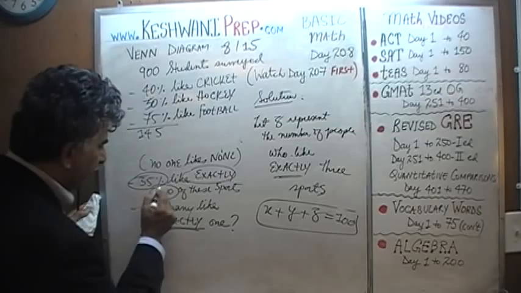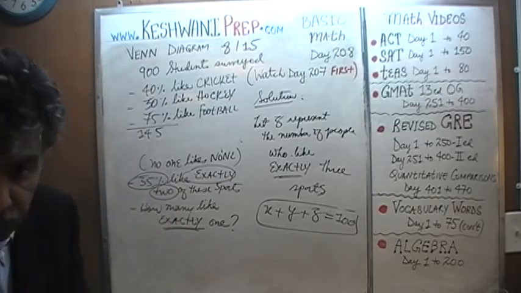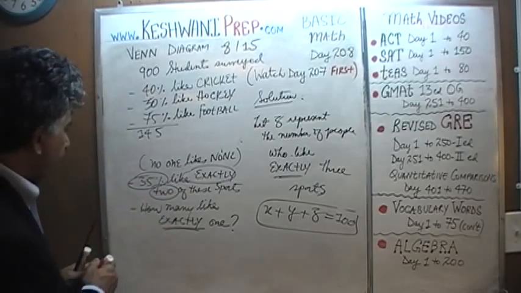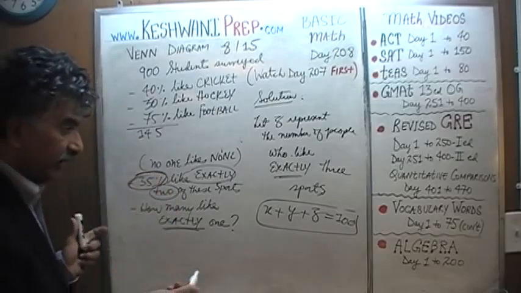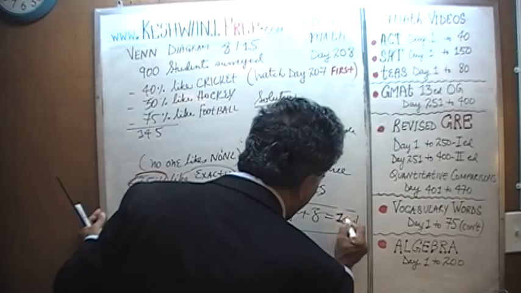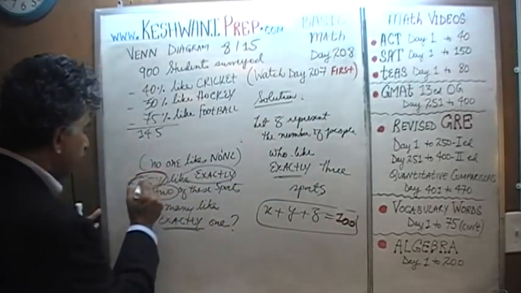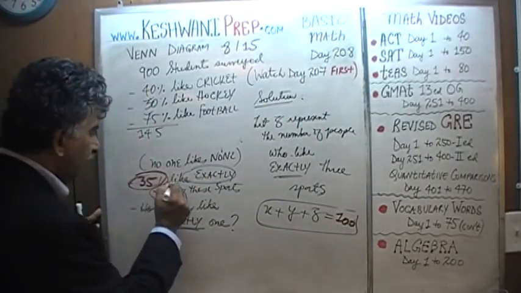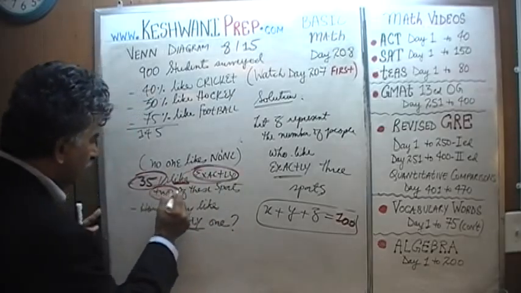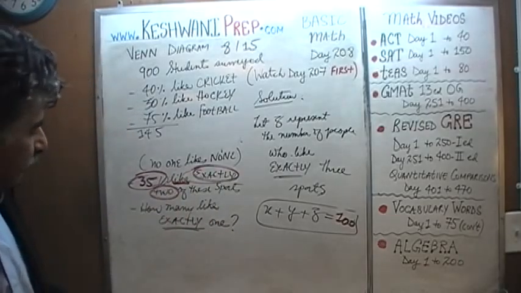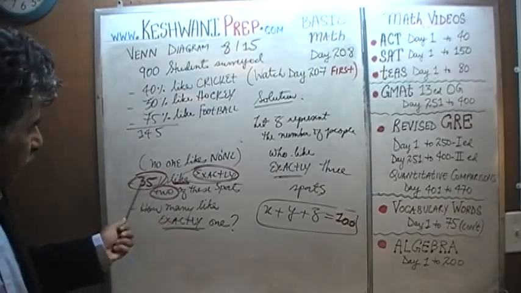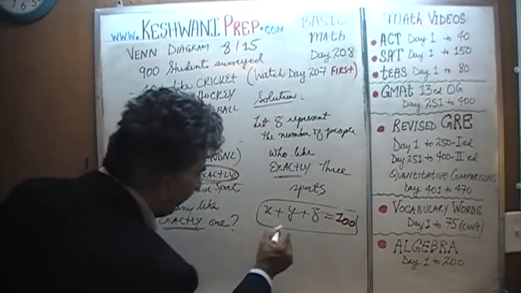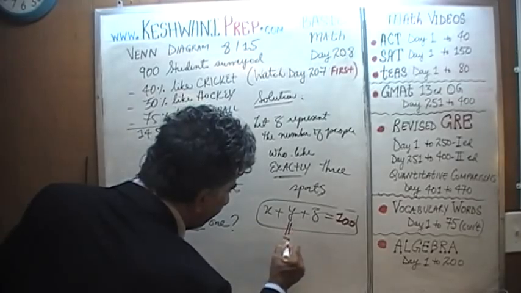So this is 5, 3 plus 7 is 10, so it's 140. This is 145. What does this 145 represent? Keep in mind that 35% like exactly two activities. Why don't we take care of this? Since this is a known quantity, 35%, 35 people, since we are no longer dealing with percentages, we are pretending that we have 100 people. Out of the 100 people, 35 of them like exactly two activities.